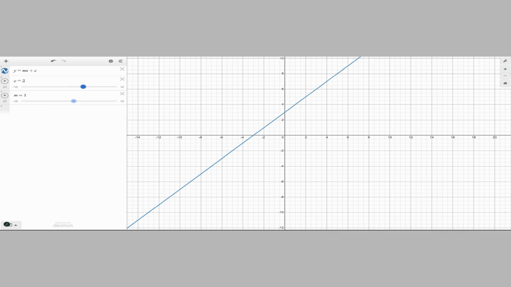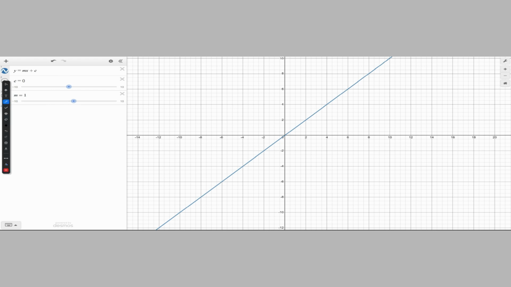sitting vertically. Alright, the next case is m equals 1 and c equals 0. So this line goes through the origin 0 comma 0. Here we have the origin. At the center it is 0 comma 0. x is 0 there at the center and y is 0 there at the center, and it rises at a perfect 45-degree angle. For every one step to the right, the line goes one step up. So m equals 1 is your standard rising slope.